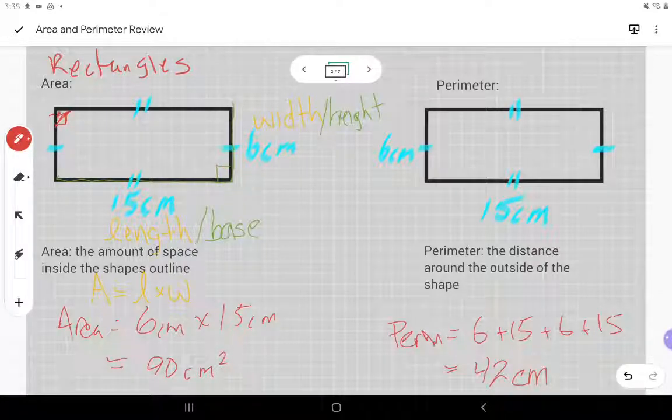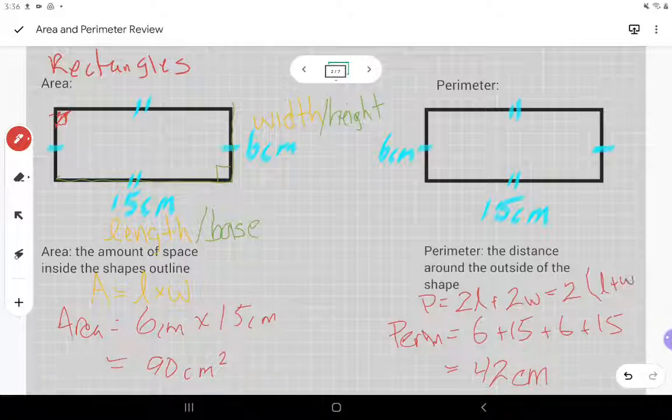Now you might see a simplification for the perimeter formula of a rectangle. You'll notice that I had the length, which was 15, 2 times, and I had the width 2 times. And so what you might often see is 2 times the length plus 2 times the width, and sometimes they even simplify or factor that differently, and they say 2 times the length plus the width. Both of those are different, but equivalent, ways of writing the perimeter.